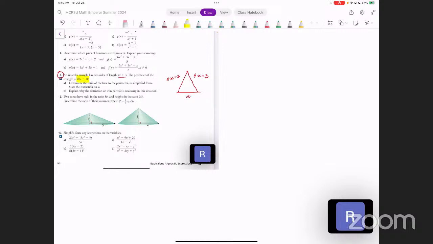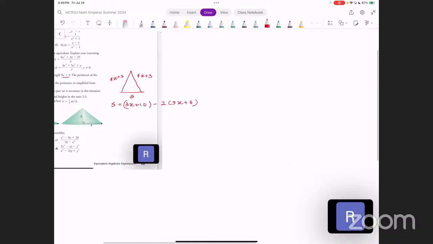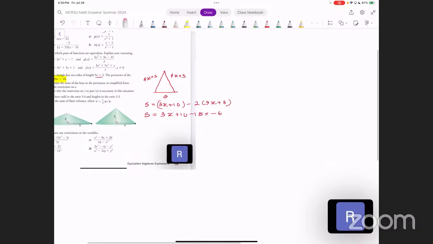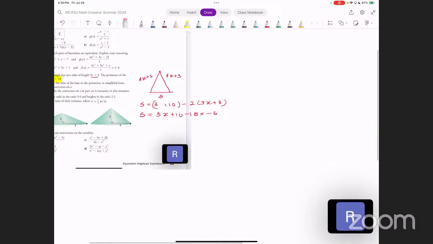Can I find the S? Yes, so we can find the S. How do I find the S? From the total perimeter, I have to subtract the two equal sides, isn't it? Kishore, are you following that? So let's do the math. Isn't it 30x? Oh yes, 30x. Okay, I will fix that. So that is going to be 12x plus 4.